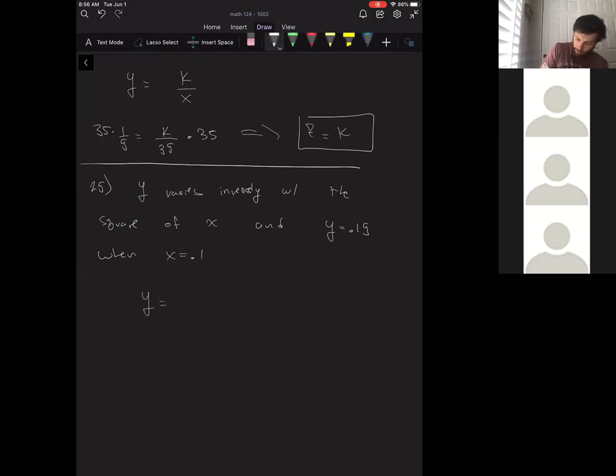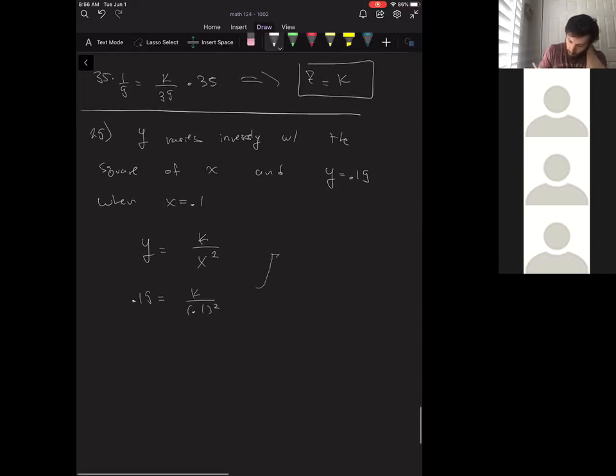We said when y varies inversely with x, that meant y is equal to k divided by x. That's what inversely means. But now we're saying it with the square of x, so really all we're doing is putting a square down here. If it's the square of x, then we're dividing by x squared. So there's our equation. Now let's plug in those points. y is 0.15, so this equals k all over 0.1 squared.